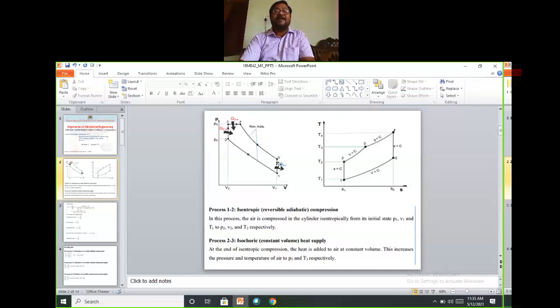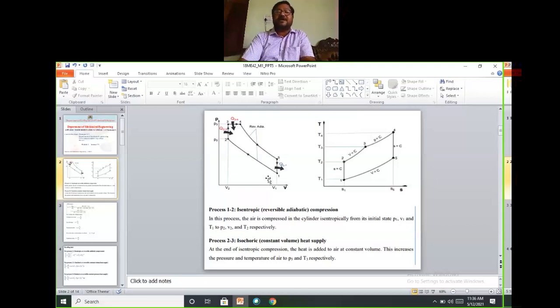4 to 5 is an expansion process, but it is a reversible adiabatic, also called isentropic. Reversible adiabatic means again only one equation: T1 by T2 is equal to (P1 by P2) raised to the power of (gamma minus 1) by gamma, which is equal to (V2 by V1) raised to gamma minus 1. That equation is good for both compression as well as expansion. The only thing is, you must be careful which one is higher and which one is lower, whether compression or expansion. Here, 5 to 1 is the heat rejection process.